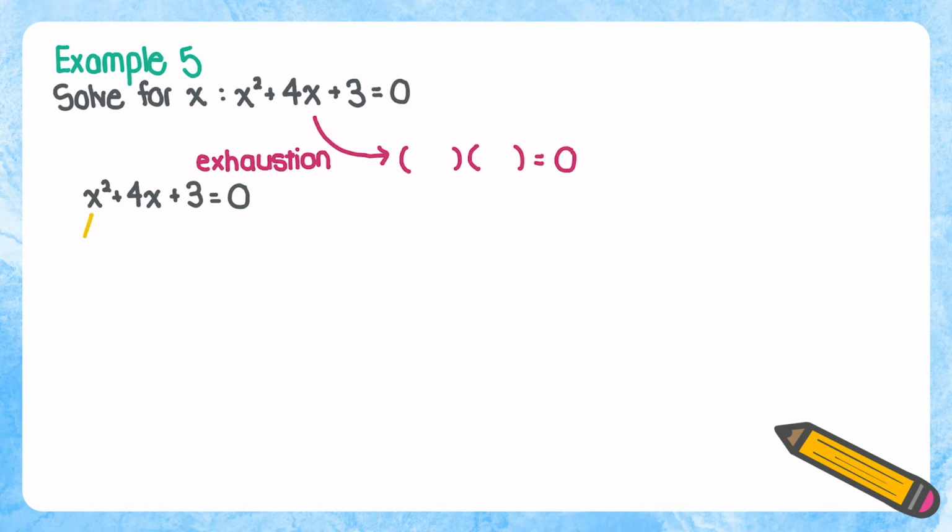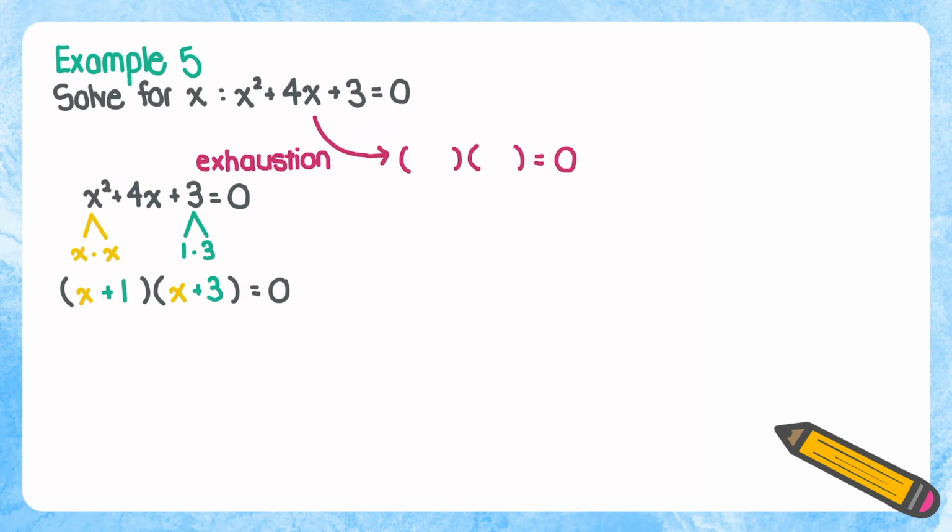Alright, so x squared breaks down into x times x, only one option. And then the 3 breaks down into 1 and 3. Again, only one option. So right here, basically I only have one choice. But just in case, I'm going to check my work. So I'm going to write it out. I'm going to put x's on both sides. So x plus 1 times x plus 3 equals 0.